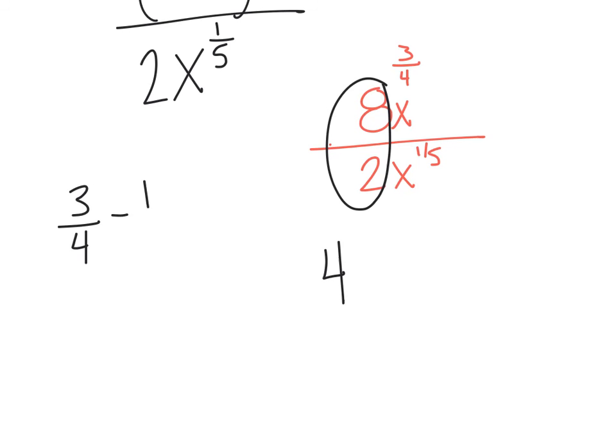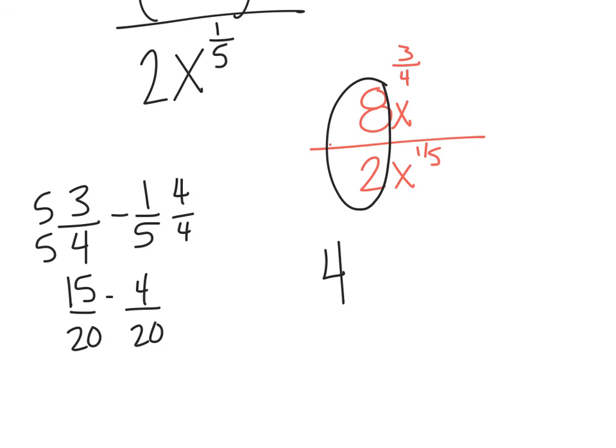So off to the side, 3/4 minus 1/5. Common denominator looks like a 20. So this gets multiplied by 5 over 5, this by 4 over 4. So that's 15 minus 4. So I'm going to say 4x to the 11/20ths. Or that could be 4, the 20th root of x to the 11th.